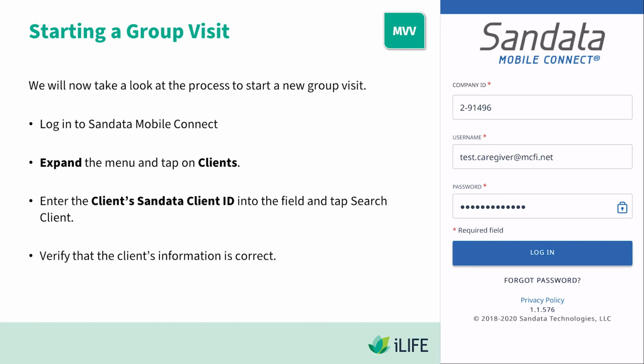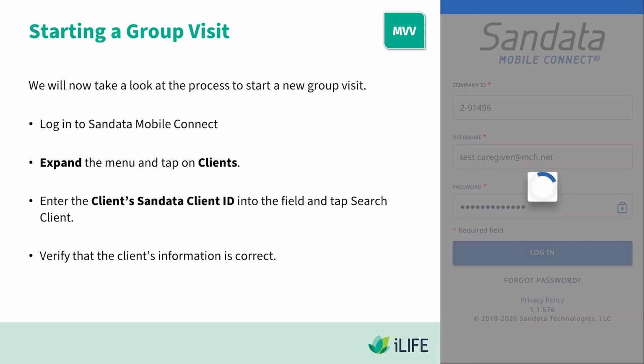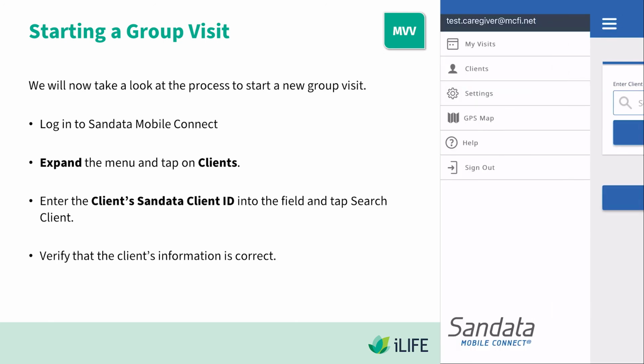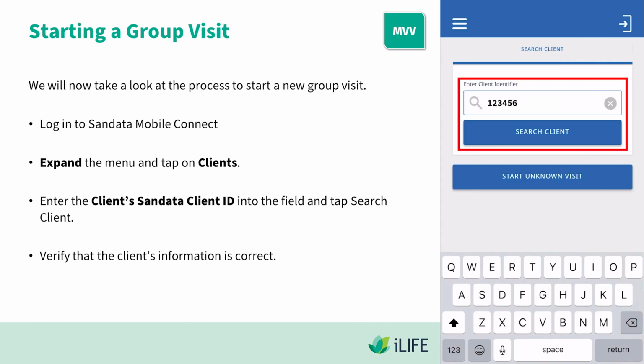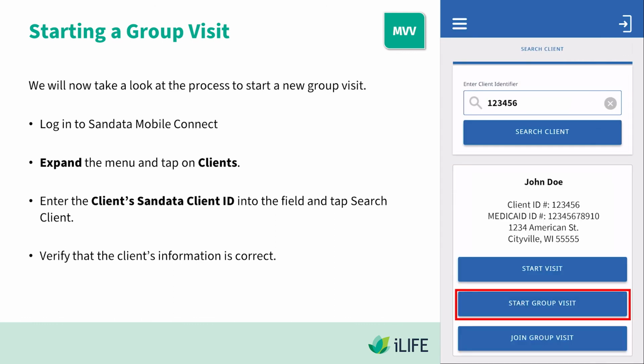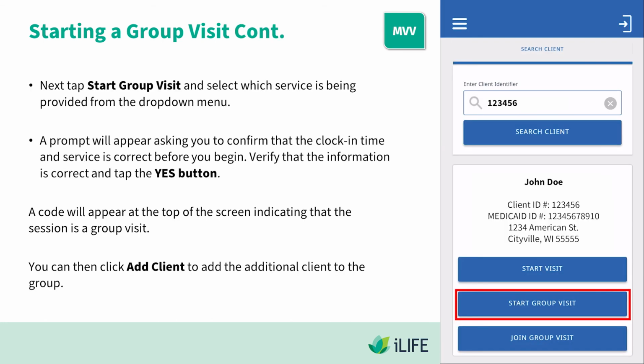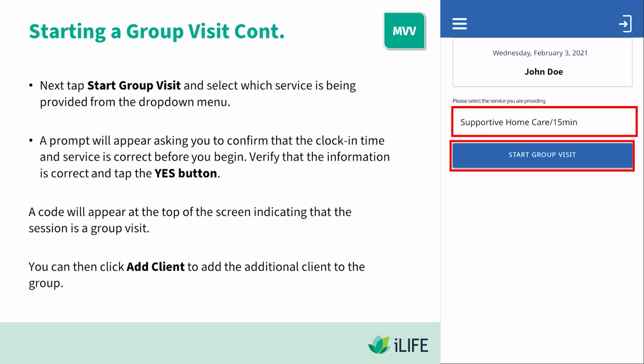Starting a group visit. We will now take a look at the process to start a new group visit. Log into Sandata Mobile Connect, expand the menu, and tap on Clients. Enter the client's Sandata client ID into the field and tap Search Client. Verify that the client's information is correct. Next, tap Start Group Visit and select which service is being provided from the drop-down menu.